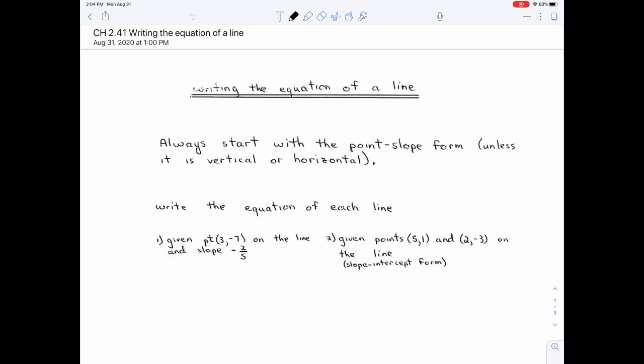Last time I gave you equations. You had to identify that it was the equation of a line first of all, or not the equation of a line if that was the case. And then you had to pull information out of the equation. Today what you're doing is the opposite of that. Okay? Now, I want to point out something.